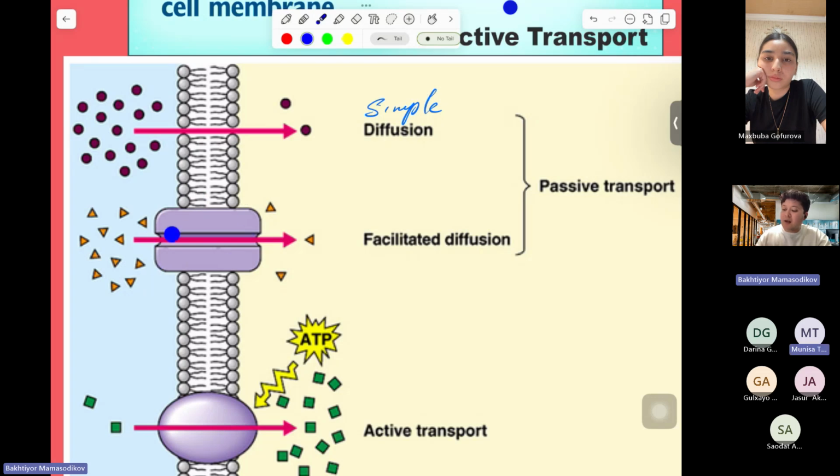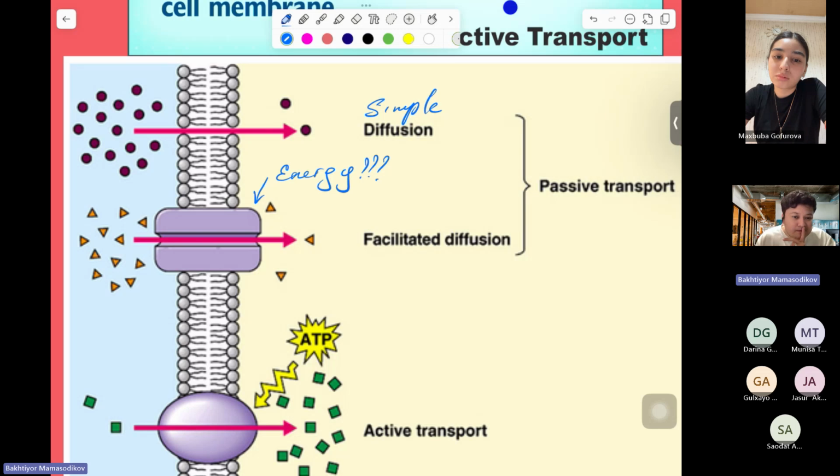And the other version is for hydrophilic substances. They use the help of protein channels to move from outside of the cell to inside of the cell. This is called facilitated diffusion. Both of them are examples of passive transport. So two examples of passive transport are simple diffusion and facilitated diffusion. What do you think? Do those channels use energy?